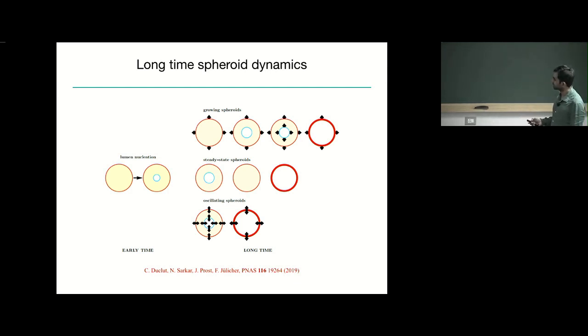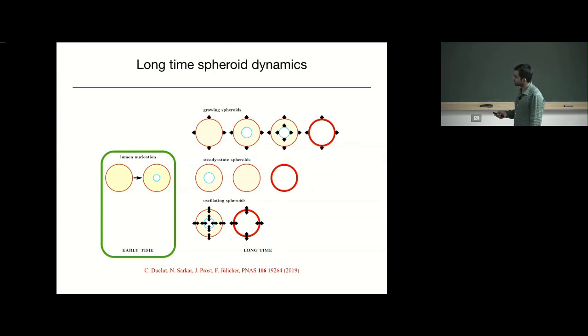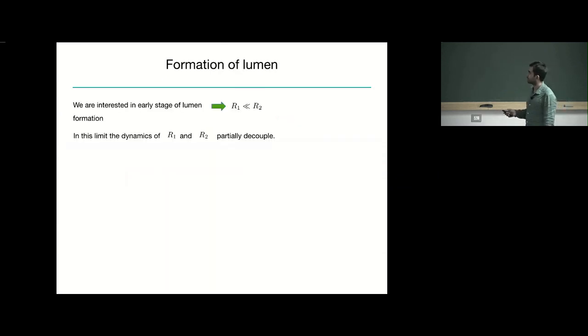Yeah. So you can also have steady state spheroids. So the lumen and the spheroid are at steady state. The spheroid is at a steady state with no lumen, and the spheroid and the lumen together as a monolayer is at steady state. And you can also have oscillating spheroids. So the lumen and spheroid both can oscillate. So we'll mainly concentrate on the lumen nucleation part here. So basically, we try to concentrate on the early stages of lumen formation.